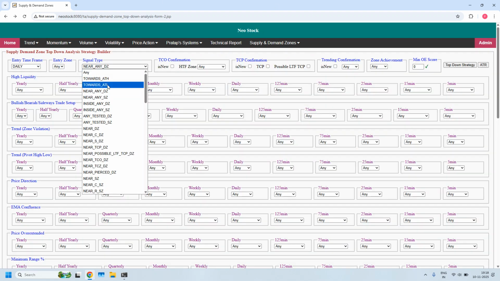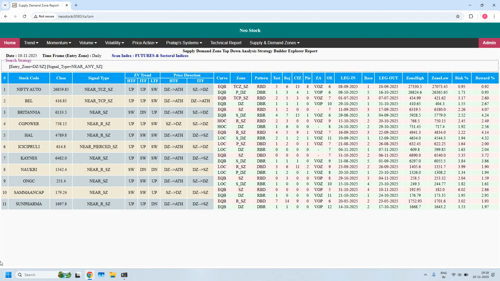Next, stocks near daily supply zone. We got 11 stocks. High liquidity zones, supply zones. Pierced one. This is also pierced.